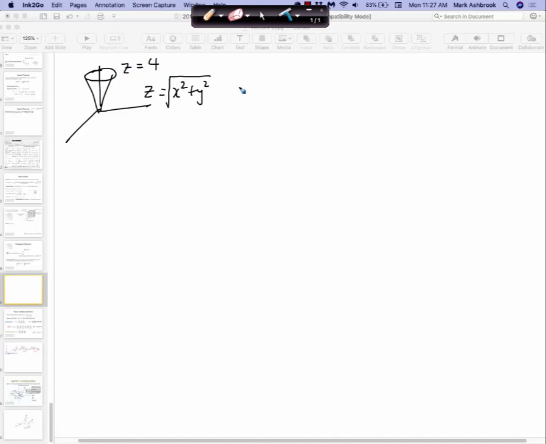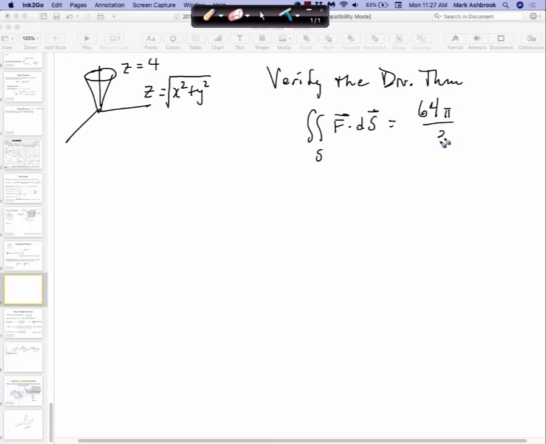Okay, your turn. So verify the divergence theorem. We already found that the double integral over S of this thing, F dot dS, was positive 64 pi over 3, I believe. Again, a really important example. Make sure you know all the details. Posted the video. And you're doing lots of these for web work tonight, right? Lots of flux integrals.